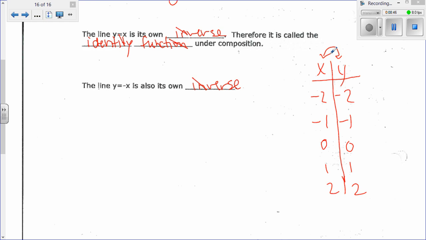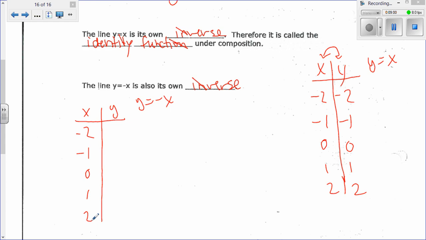So the line y equals -x, so this is y equals x, and this is y equals -x. So if I have -2, -1, 0, 1, and 2, that would mean that this would be 2, 1, 0, -1, -2. Again, if I switch x and y, really nothing is going to change. I'm still going to have the point (-2, 2) on my graph. It's just going to appear at the bottom of my chart instead of the top of my chart, but that doesn't change the fact that you still plot the points the same way. So that's why it is also its own inverse.